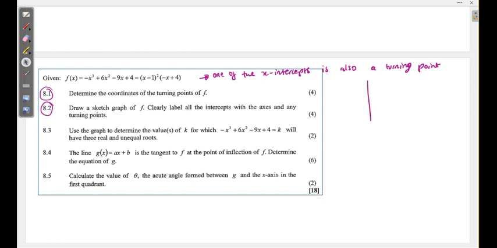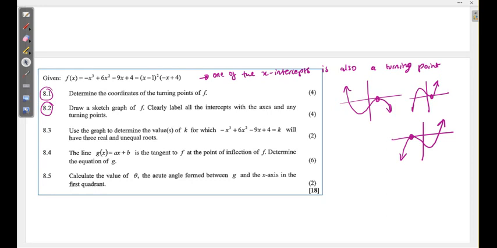It means that the graph might be looking like this. Maybe it's decreasing and then increasing, or maybe the graph might be looking like this, or whichever way there, right? Maybe it might be like this and then like that. The point is that one of the x-intercepts is also a turning point, you understand me? So whenever you see this squared there on the factorized version, that's what it means there, right?